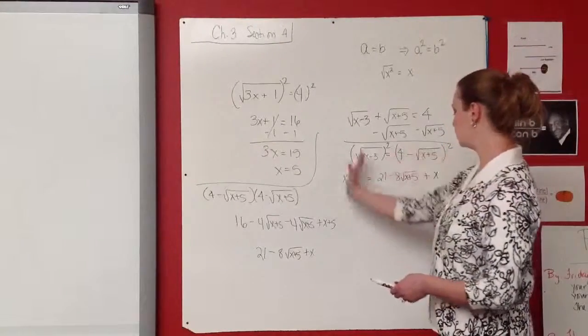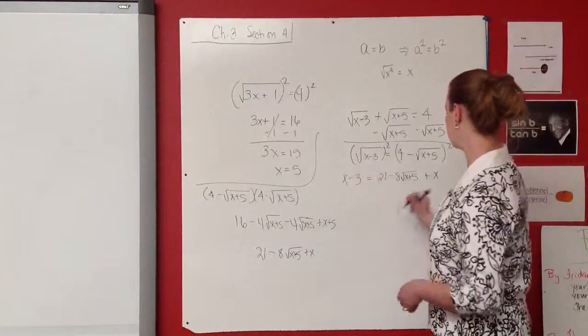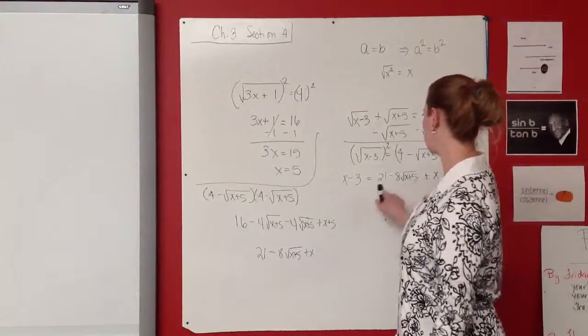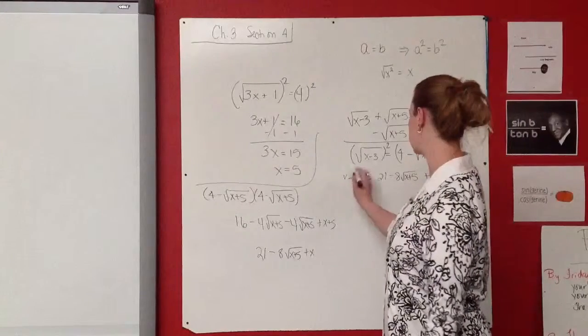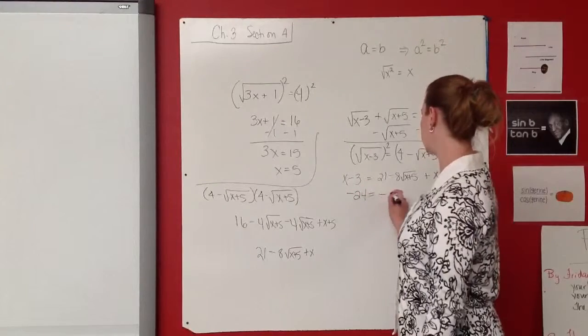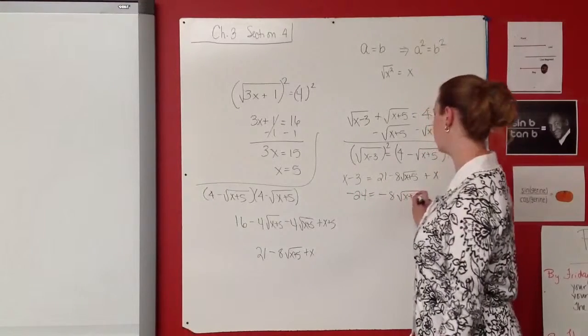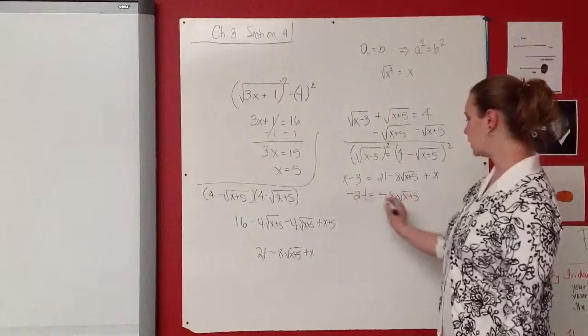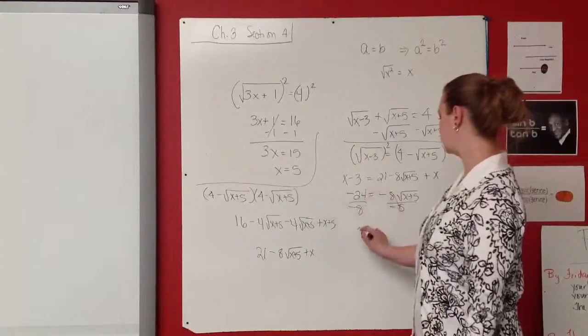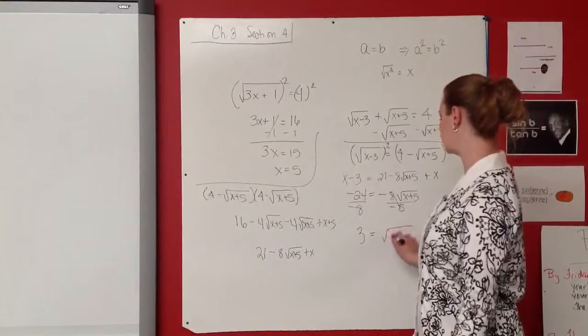Move everything over to the left-hand side, and then we can take the square again. So I'm going to subtract x and subtract 21. So x minus x, those zero out. So we have negative 24 equals negative 8 root x plus 5. Divide both sides by negative 8. So we have positive 3 equals root x plus 5.